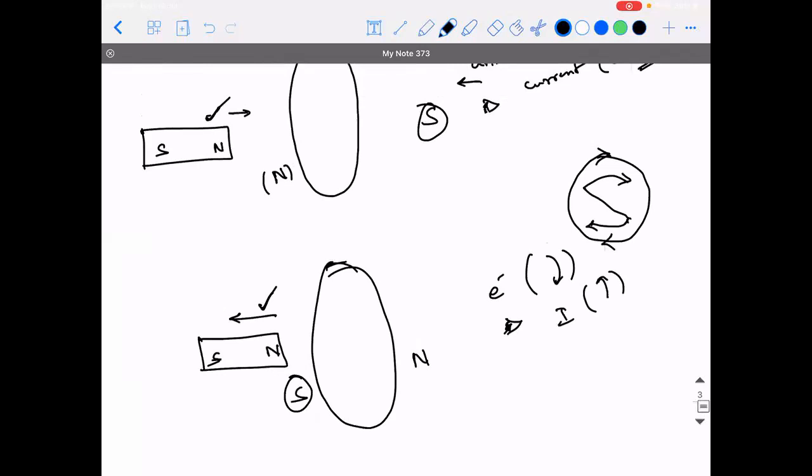Now let's look at the same thing from a different perspective. When the north pole was moved towards the coil, did you try to increase the flux or decrease the flux? Sir, can you repeat it? I'm asking a question. When you take the north pole towards the coil, like in the first scenario, did you increase the flux or decrease the flux?